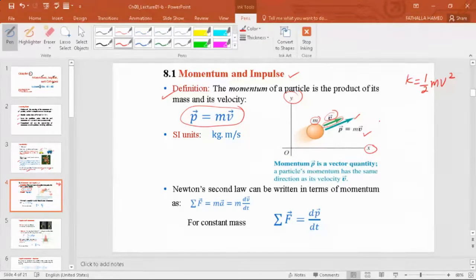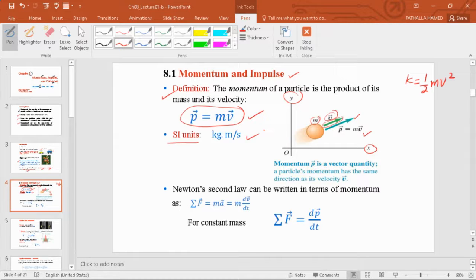So if you just want to look at this figure and how to read these notations, why the blue vector is bigger than the green vector, that's what it means. By definition, the momentum is equal to mv, and it's a vector quantity because the velocity is a vector. Now, what are the SI units of this? Well, the unit of mass is kilogram. The unit of velocity is meter per second. So the units here are kilogram meter per second.